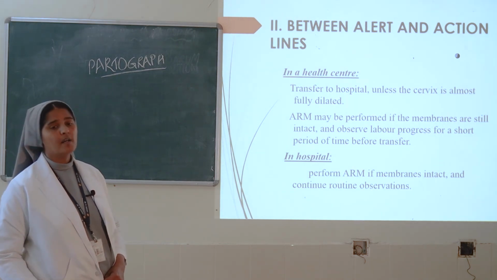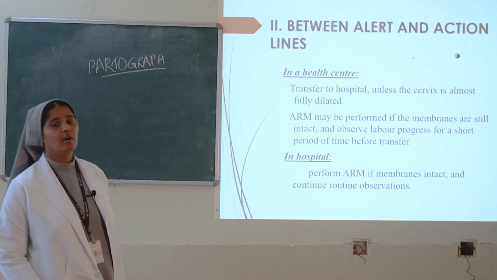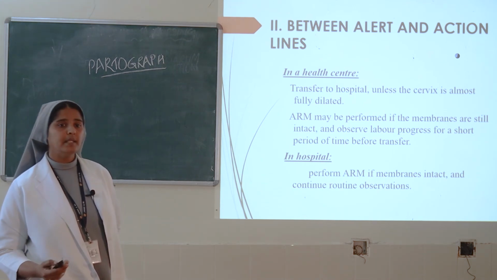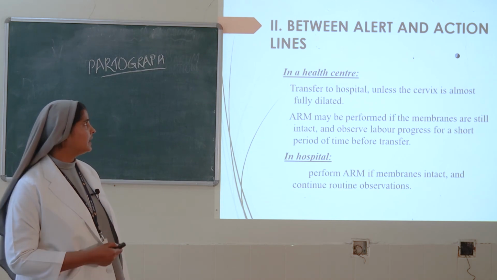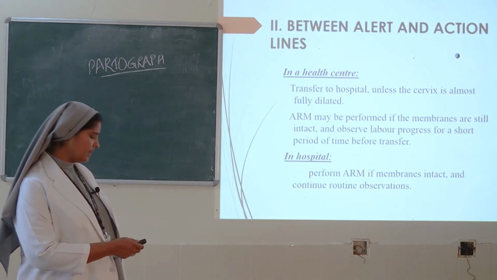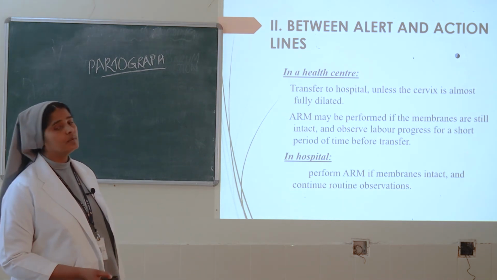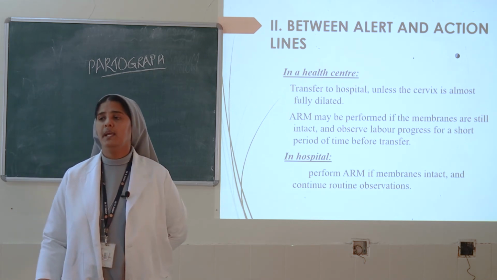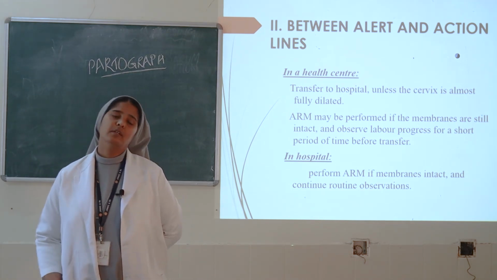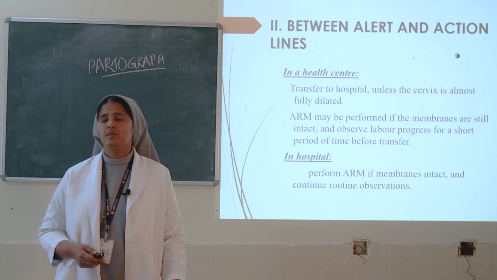In the hospital they can do ARM and other management of augmentation of labor can be done while we are shifting the mother to the tertiary care hospital. Or if the mother is in the hospital, perform ARM and continue routine observation. When we do the ARM, there will be production of the prostaglandin and it will help the progress of labor. That is what we should do.